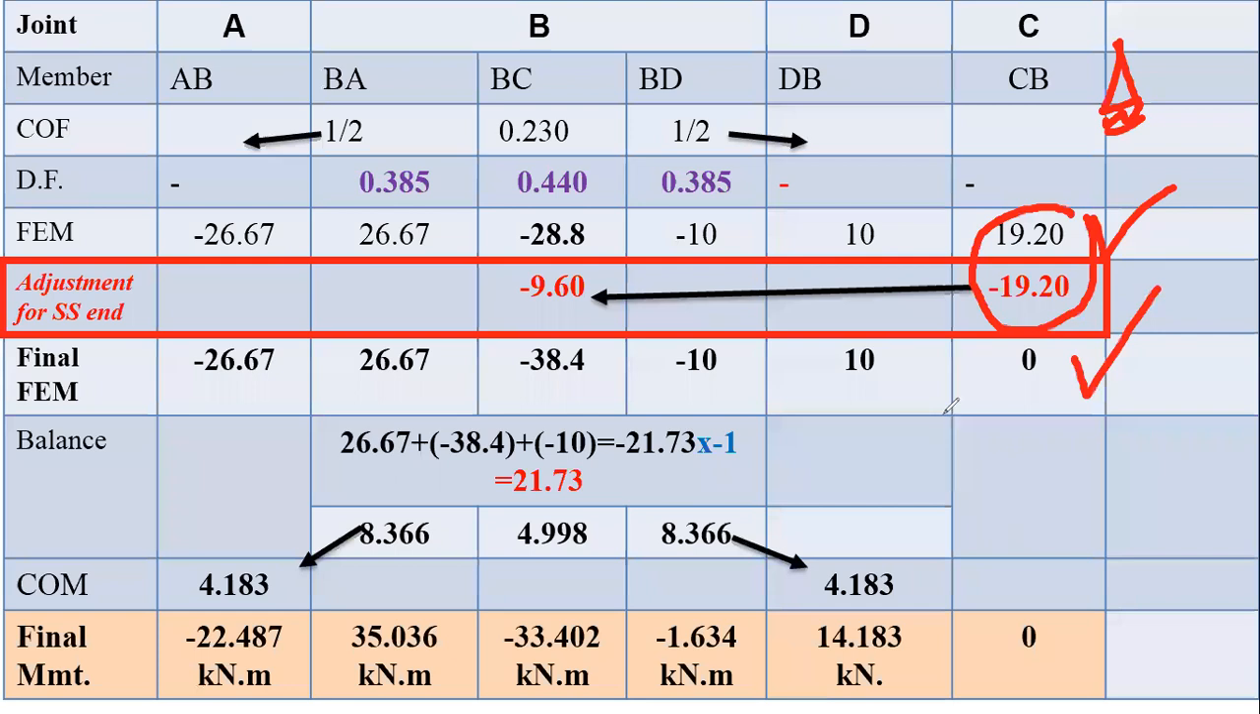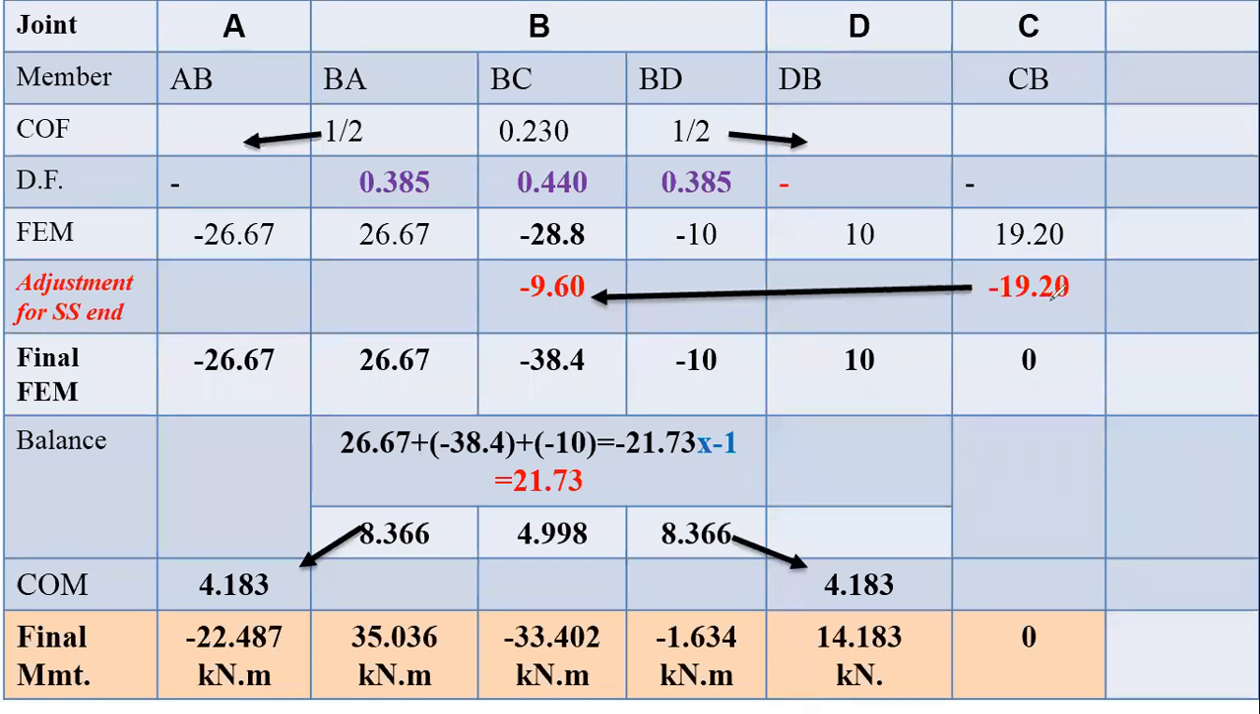That we have to achieve, and half carry over of that moment of CB will go to the BC member. Note that the member is CB, to whom will its half carry over go? It will go to BC. So CB to BC means minus 19.2 divided by 2. This half carry over will go to the BC member only, that is minus 9.60. So this is the correction for the simply supported end, what we discussed in case of type number 2. That correction we have to do here.